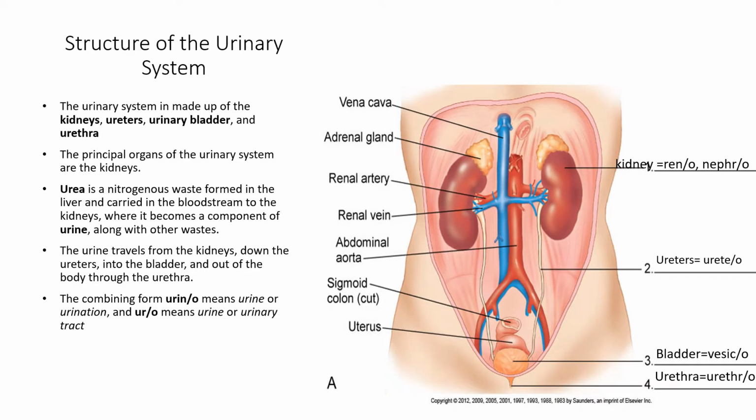We're going to talk about the structure of your urinary system. Your urinary system is made up of your kidneys, your ureters, your urinary bladder, and then your urethra, where your urine exits out. Your kidneys are located in your posterior dorsal area, kind of in your lower back area.